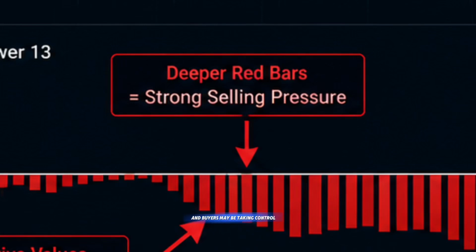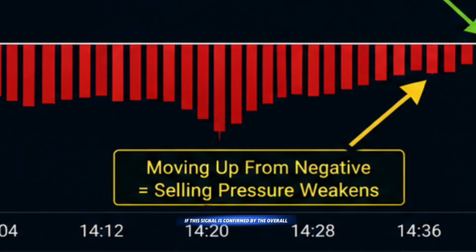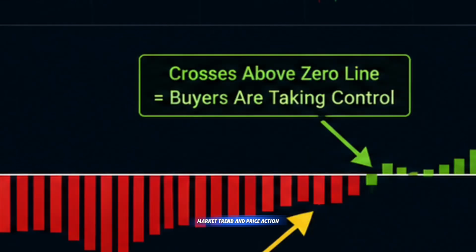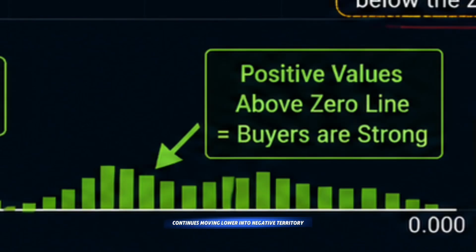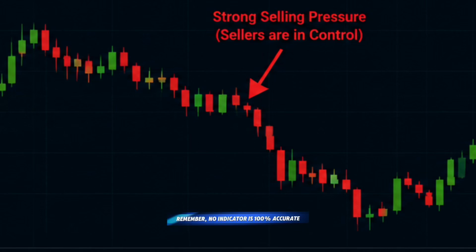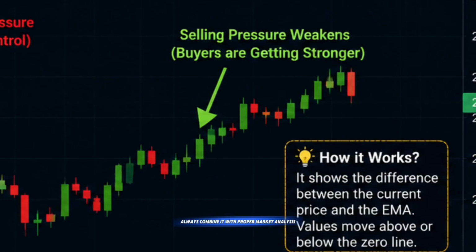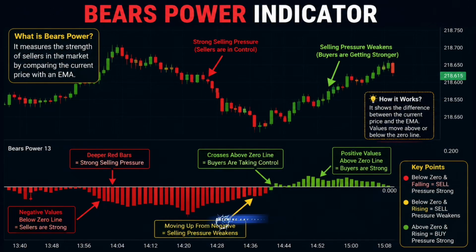be taking control. If this signal is confirmed by the overall market trend and price action, it can provide a high probability buy opportunity. On the other hand, when the indicator continues moving lower into negative territory, it shows that sellers remain strong, making sell opportunities more favorable. Remember, no indicator is 100% accurate. Always combine it with proper market analysis, confirmation, and risk management before entering any trade.